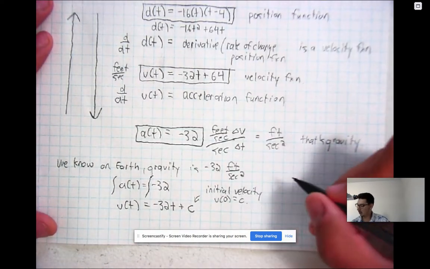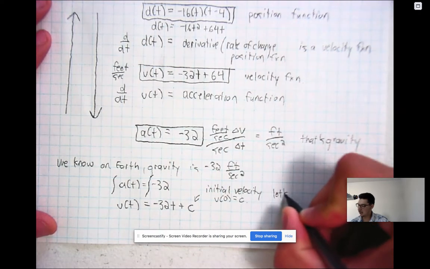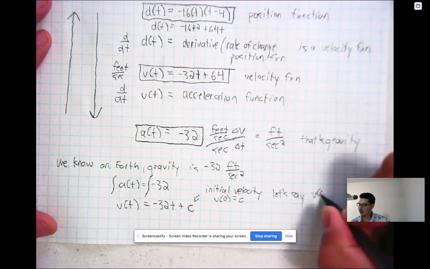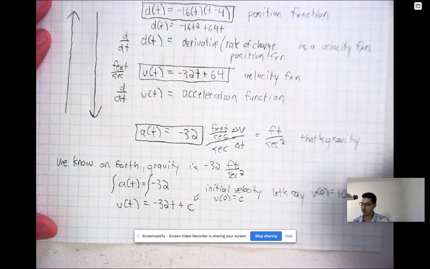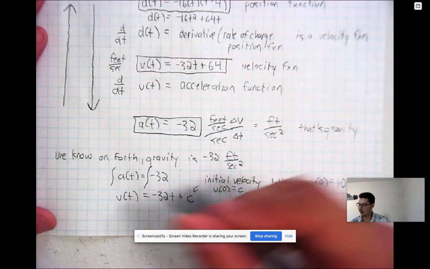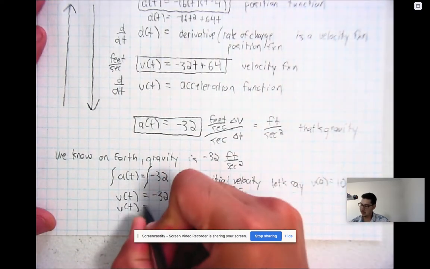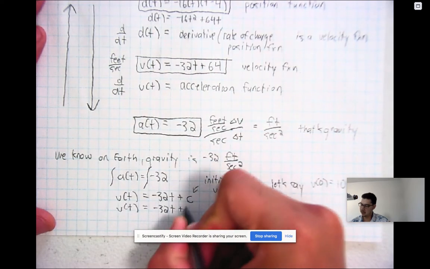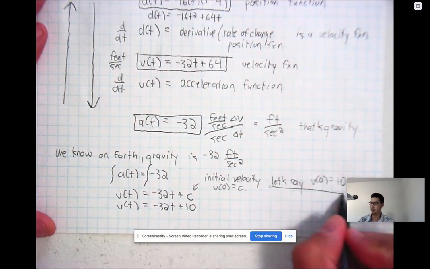Which, say for our problem, let's say your initial velocity is 10, for purposes of being able to find the next function. So we're going to say v of t is negative 32t plus 10 in our case.